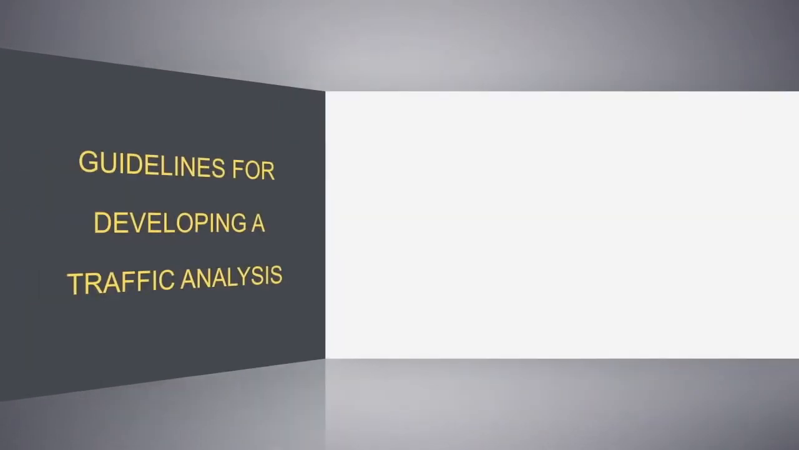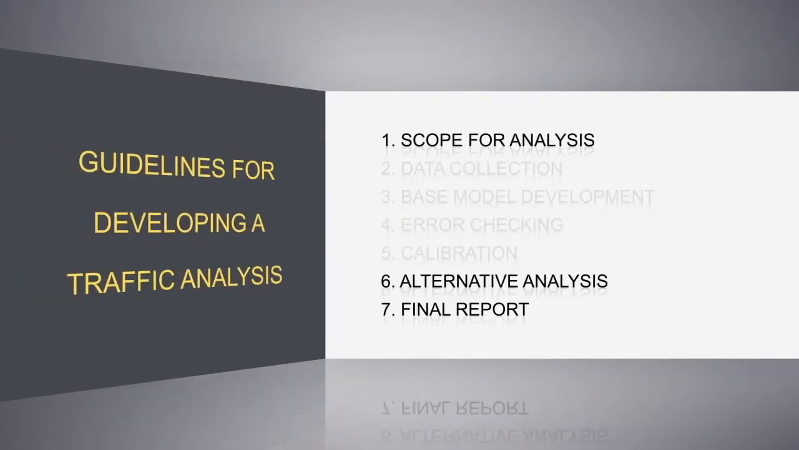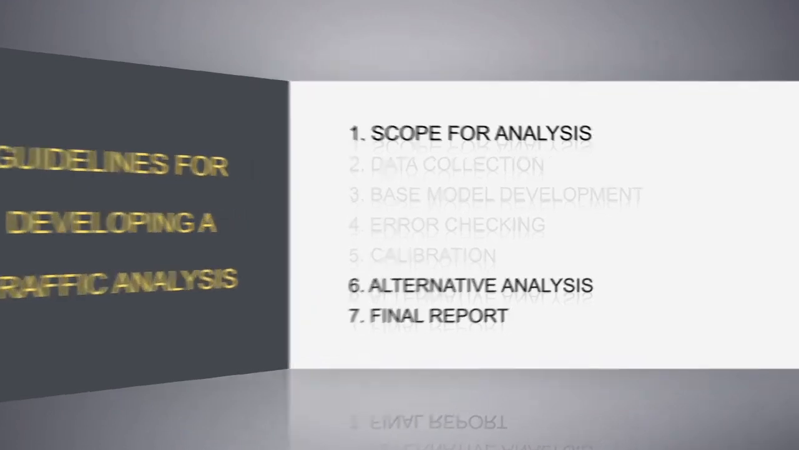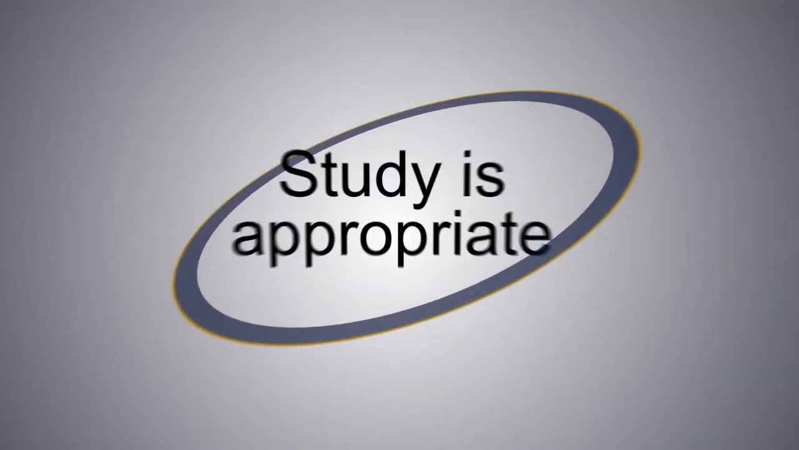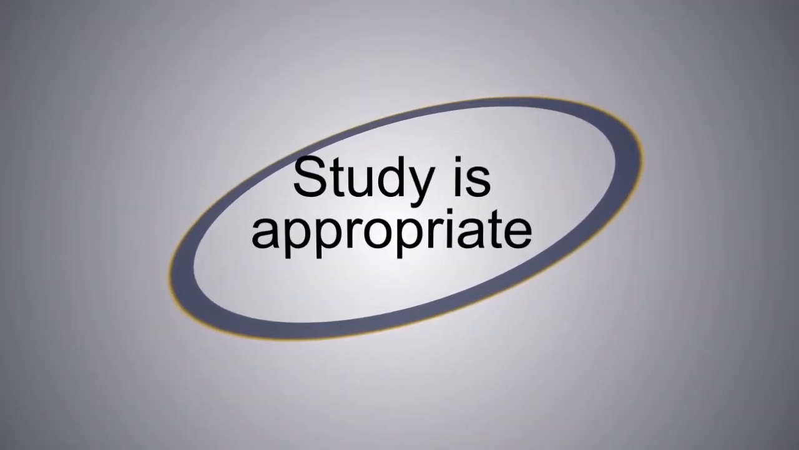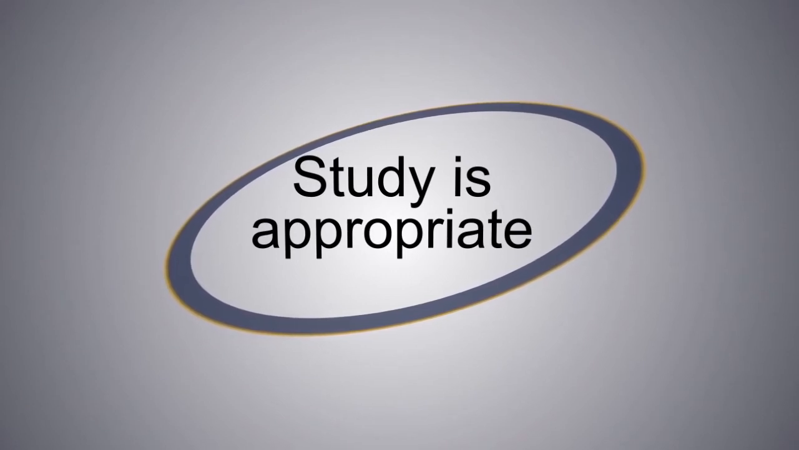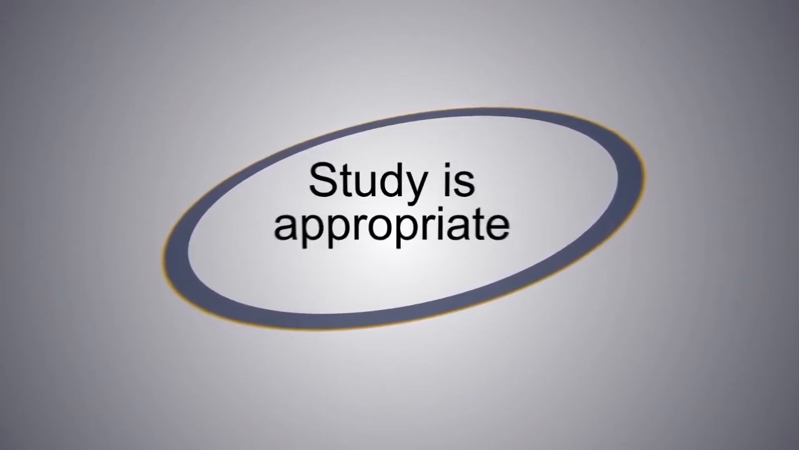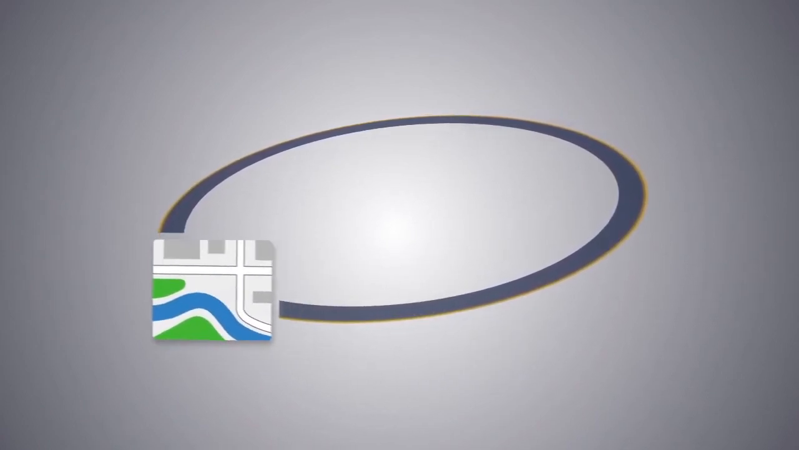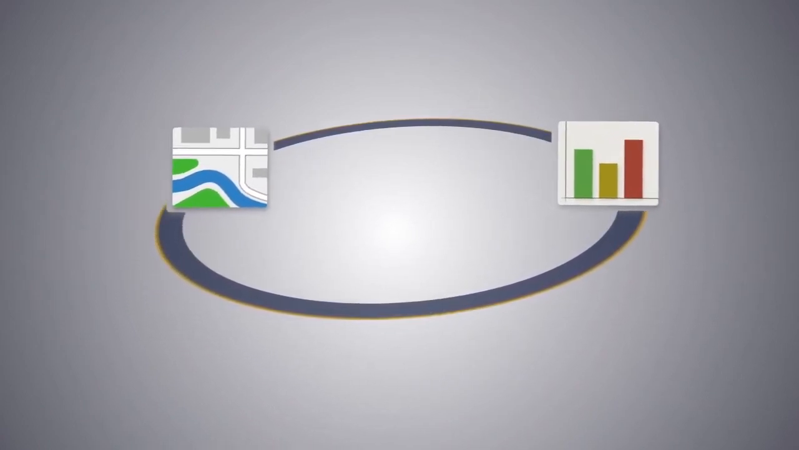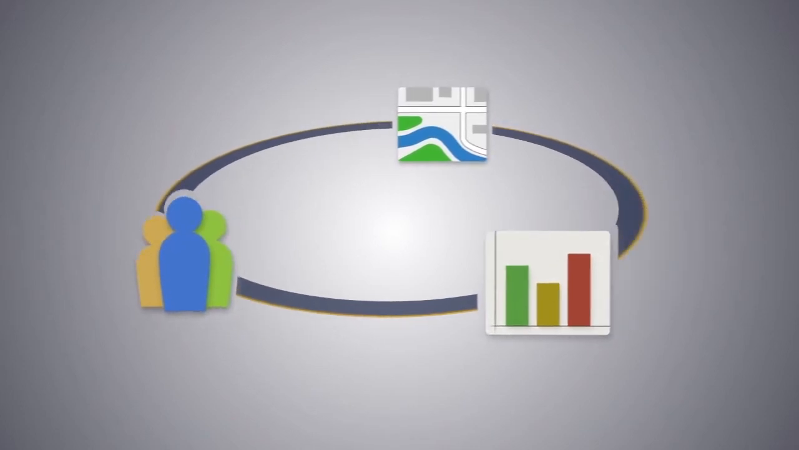The guidelines for developing a traffic analysis begin with a scope for the analysis and end with the alternative analysis and final report. When preparing a scope for the analysis, engineers verify that the study is appropriate for the transportation goal and that resources are available to complete the study. For example, the scope includes identifying transportation objectives, selecting the analytical model, and identifying staff resources.